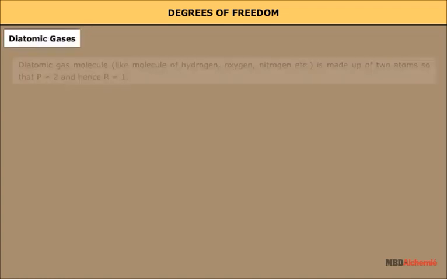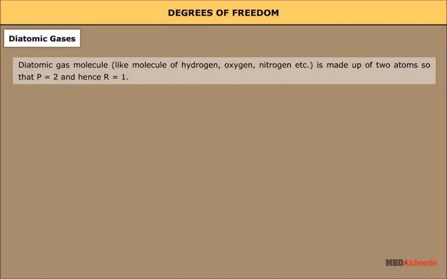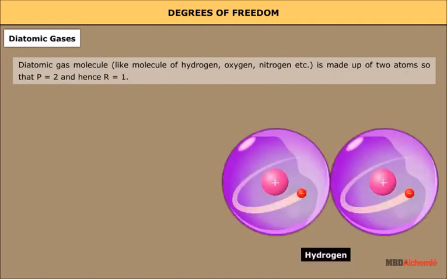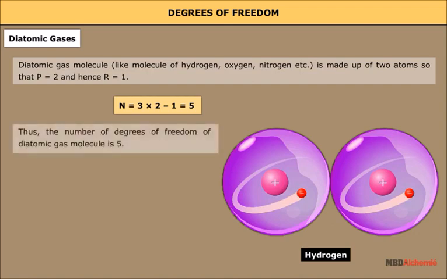Diatomic gases. A diatomic gas molecule like a molecule of hydrogen, oxygen, nitrogen, etc. is made up of 2 atoms, so that p = 2 and hence r = 1. n = 3 × 2 - 1 = 5. Thus, the number of degrees of freedom of a diatomic gas molecule is 5.